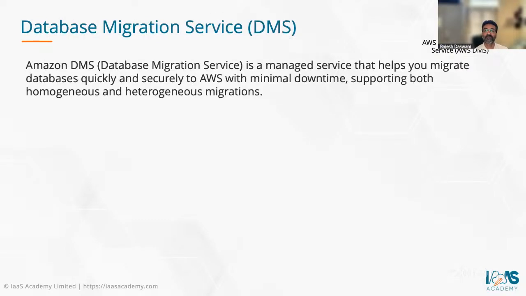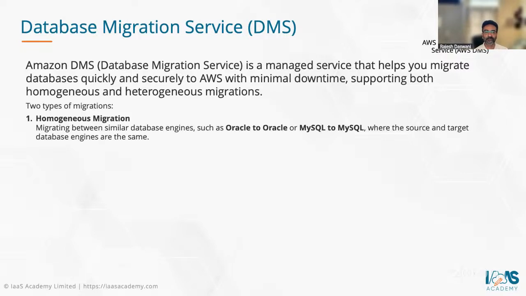Okay, let's talk about how we migrate our databases from on-prem to the cloud. So you've got something called the Database Migration Service, or DMS for short. It's a managed service that helps you migrate databases quickly and securely to AWS with minimum downtime, supporting both homogeneous and heterogeneous migrations. What does that mean? Well, homogeneous migrations refer to migrating similar database engines, so Oracle to Oracle. So if you've got Oracle on-prem and you want to migrate to Oracle on AWS, that's what we call homogeneous migrations. You use the DMS service for that, and it's as simple as it can be.